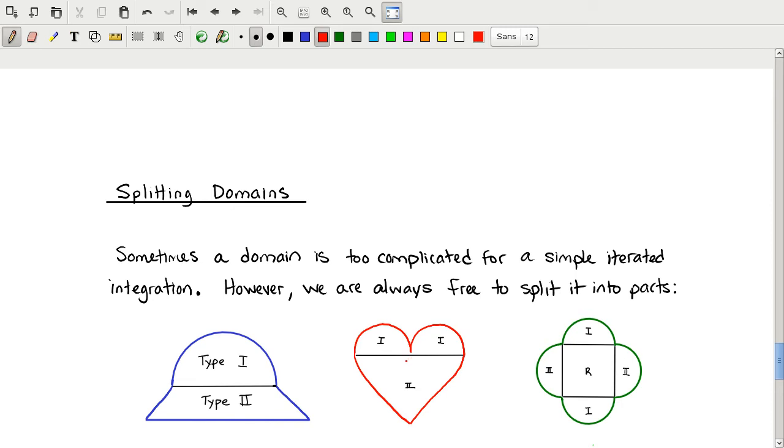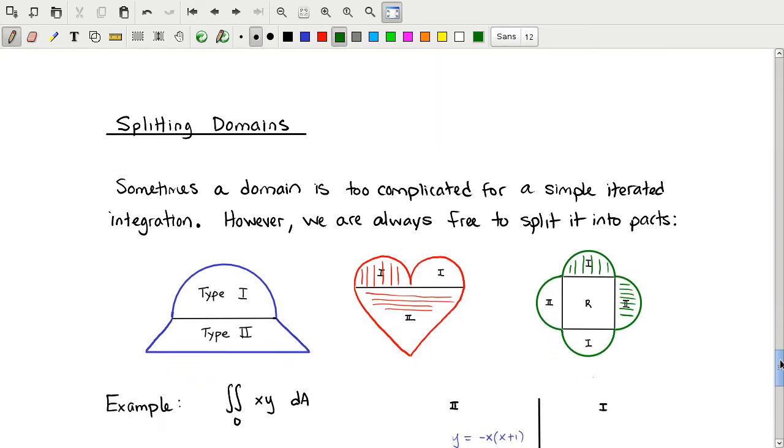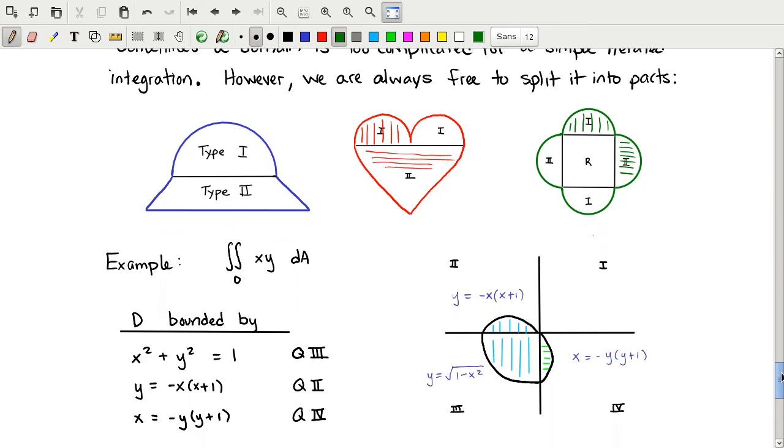On Valentine's Day, we could integrate over a heart. These could be type 1 regions like this, and this could be a type 2 region like this, and so on. Or on St. Patrick's Day, we could do a four-leaf clover, type 1, type 2, and the inside is a rectangle, which can be done in either order. So we can break more complicated regions down into simpler regions and do each region in its own most appropriate way. We'll do one example of this, which is a little bit complicated for these videos, but should be okay.